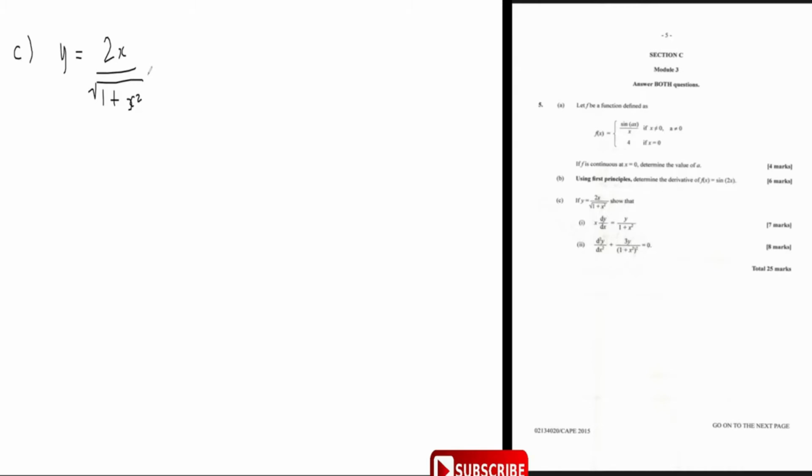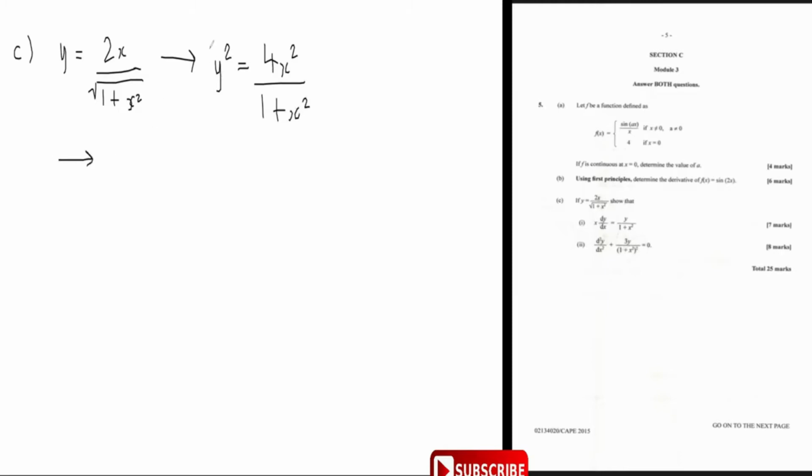If you don't know implicit differentiation, click the link in the description and watch that video on implicit differentiation. So to do implicit differentiation, first thing we're going to do is square both sides. So we're going to get y squared is equal to, when I square both sides, the numerator is 4x squared over the denominator, 1 plus x squared.